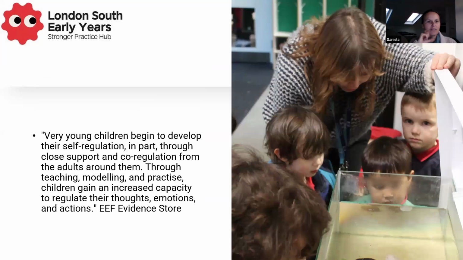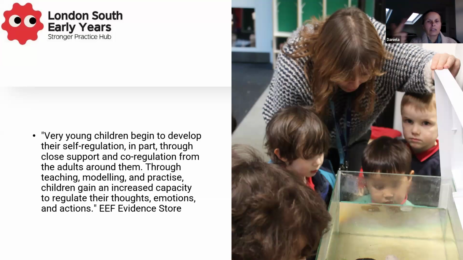Very young children begin to develop their self-regulation in part through close support and co-regulation. So there's lots of research to support the idea that that close relationship with their key person is key to them being able to develop their self-regulation. That sense of feeling really nurtured and understood and listened to, and having that close adult to help them through their co-regulation when they're not quite able to do it independently, gives them that sense of security.